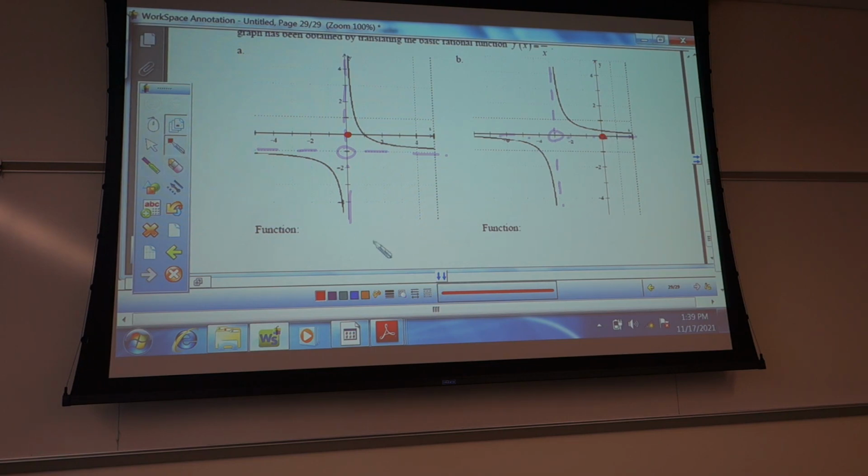So this first one, how has it been shifted? What's the shift? Down 1. So I'm going to write the function for down 1. This one over here is left 3. So I'm going to write the function for left 3. And then you can go. Did you get it? Let me see it. Did you write it yet?